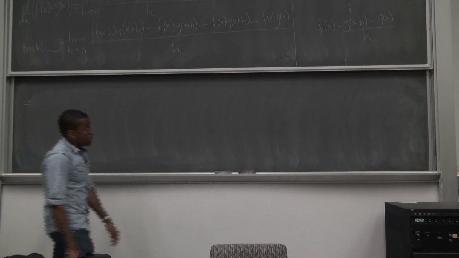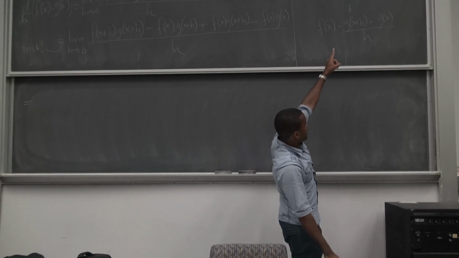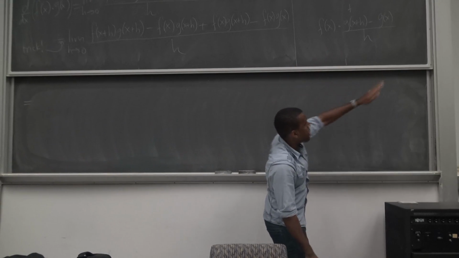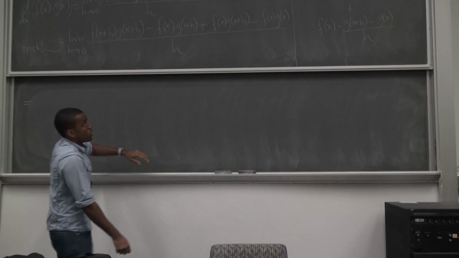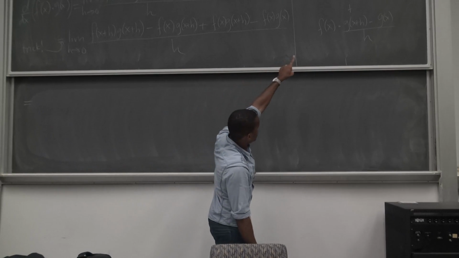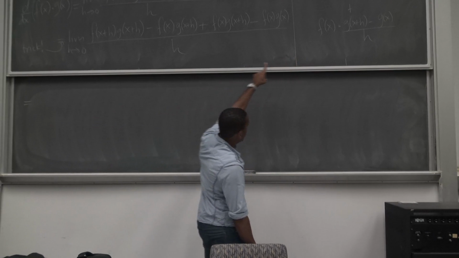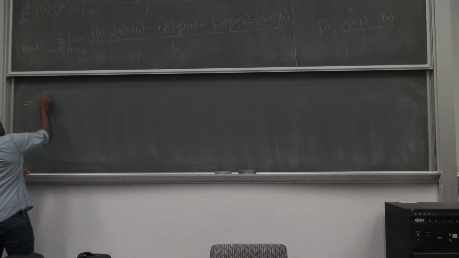Now we can take the limit. The limit rule says if I have a product of two things and I'm taking the limit of the product, I can take the limit of each part, assuming they exist. So the limit of the first thing, as h goes to 0, f of x plus h minus f of x over h, what is that? That is just f prime, by definition.